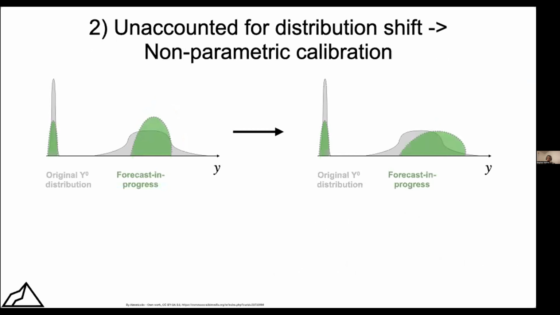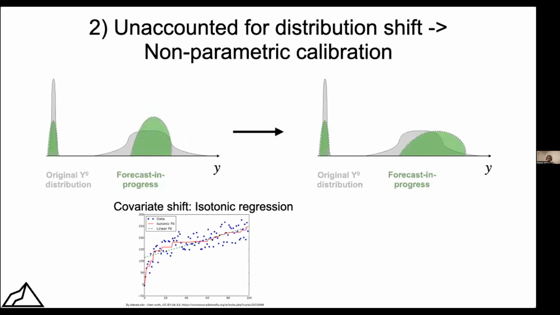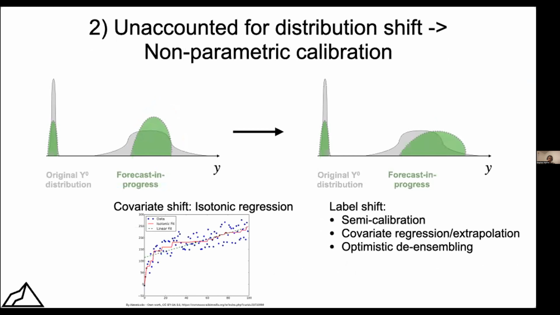Okay, so for the unaccounted for distribution shift, as I mentioned already, we use non-parametric calibration. Specifically, we use isotonic regression as a function of properties of the sequence to deal with the covariate shift. Unfortunately, I won't have time to talk about these in detail, but we use various methods for dealing directly with the label shift. And again, you can look at the paper if you want to learn more about these or follow up with us.